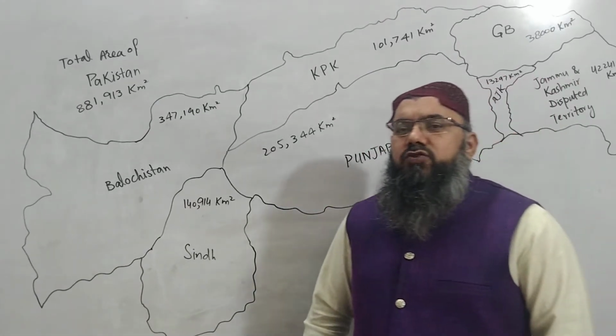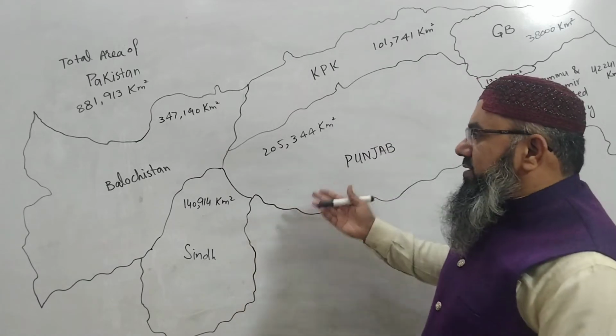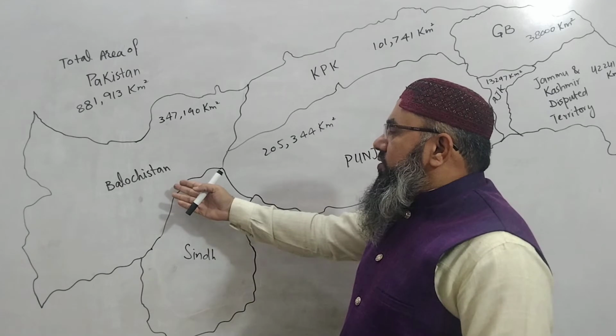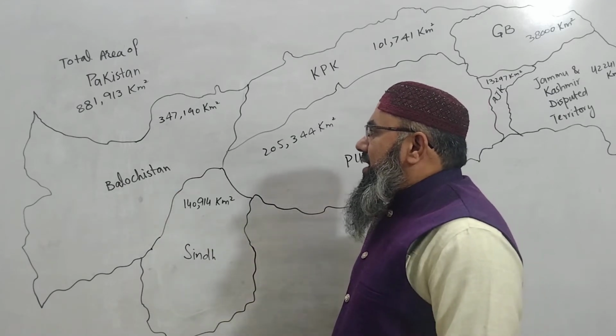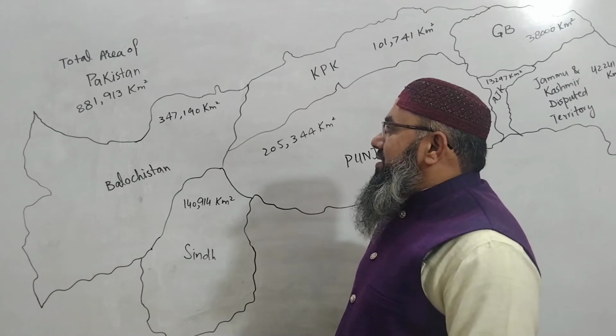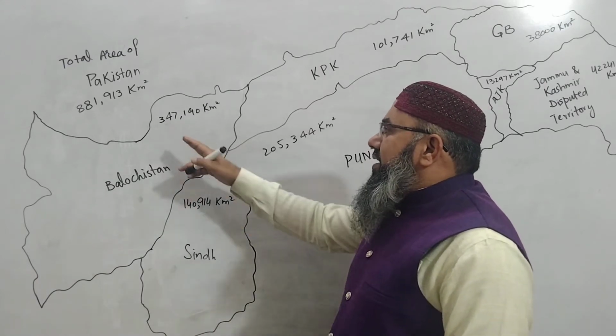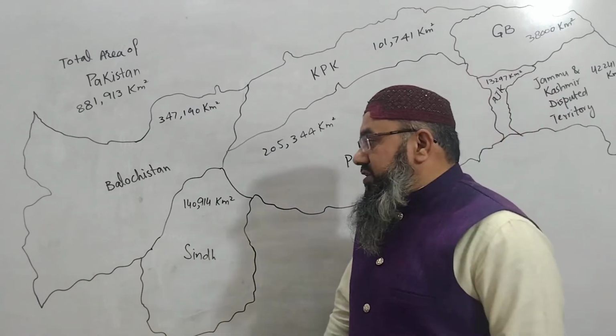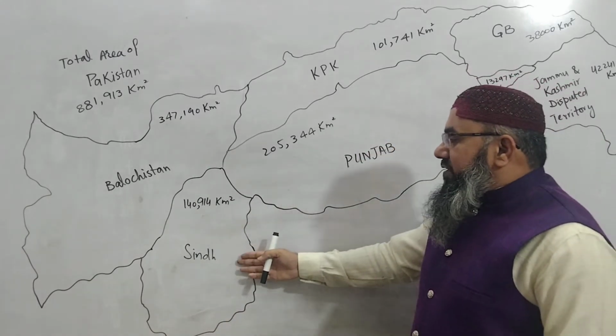Dear students, today we are going to have a look at Pakistan's map. First of all, this is the province of Balochistan. It is the largest province of Pakistan as far as area is concerned. Its total area is 3,47,190 square kilometers. The next province is Sindh.